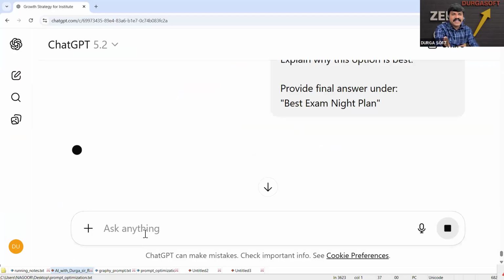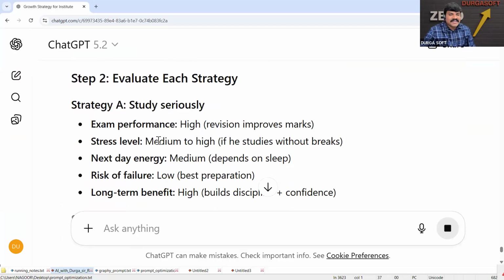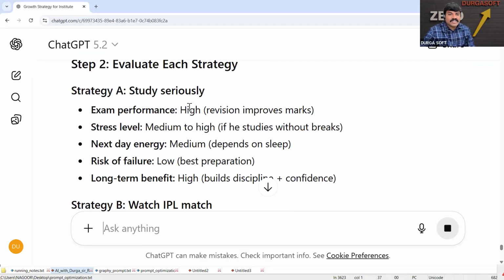Mostly study seriously and sleep early. Sleep early only, mostly, maybe. So exam performance, study seriously: high. Next, stress level: medium to high. Next day energy: medium. Risk of failure: low.